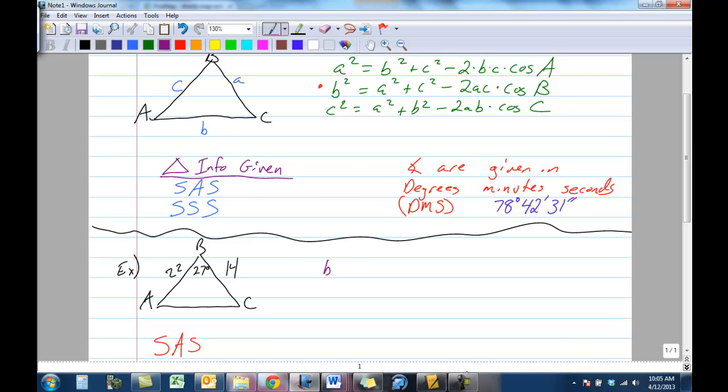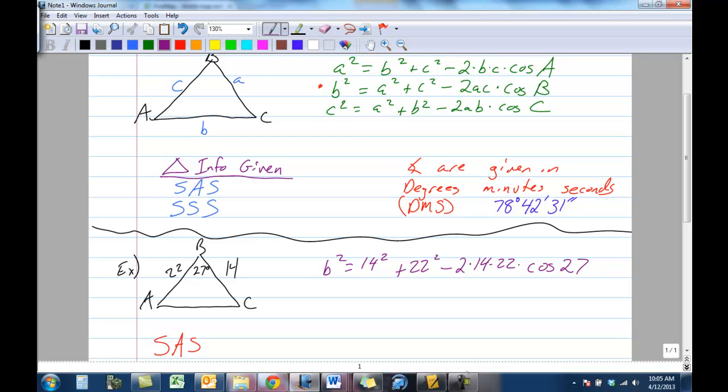So this is going to be b squared equals a squared plus c squared. What is a squared here? a squared is 14 squared, plus 22 squared, minus 2 times 14 times 22 times the cosine of angle B, which in this case is 27.